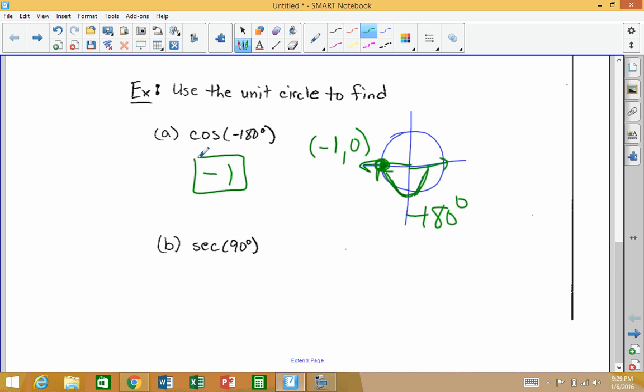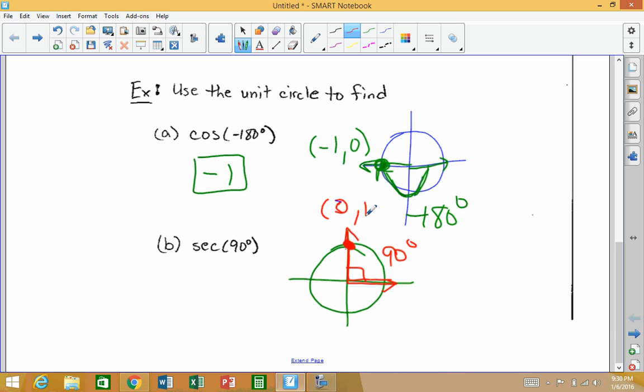Okay, let's take a look down here at problem B. It says the secant of 90 degrees. Well, we can talk about 90 degrees. Again, let's go ahead and draw a circle. So 90 degrees would be from the horizontal x to the vertical y. That's 90 degrees. So where would we be hitting the unit circle? We would be finishing right there on that dot north of the origin. So that's going to be 0, 1.